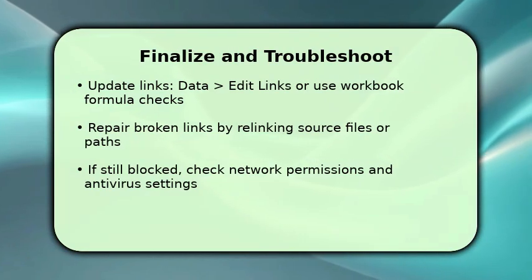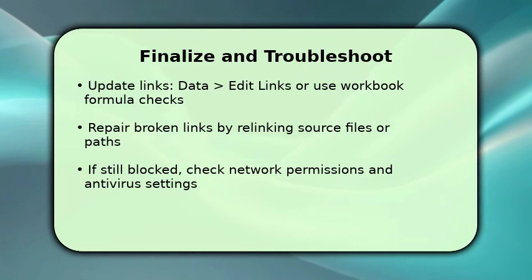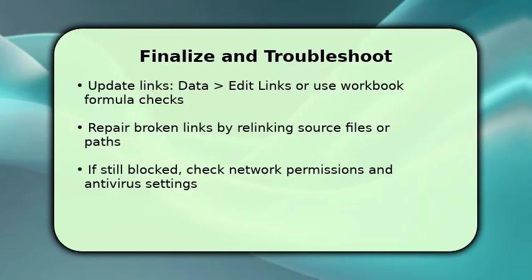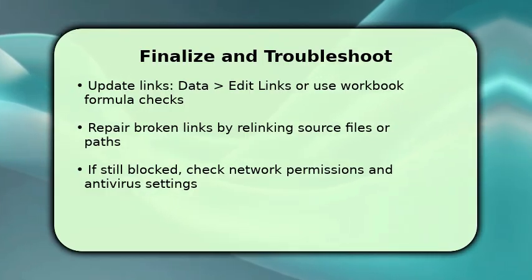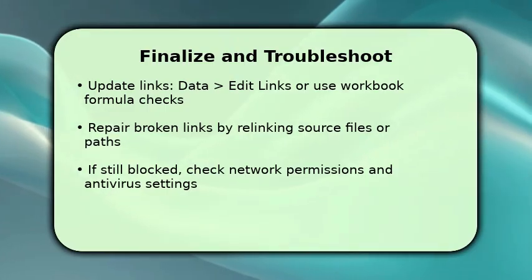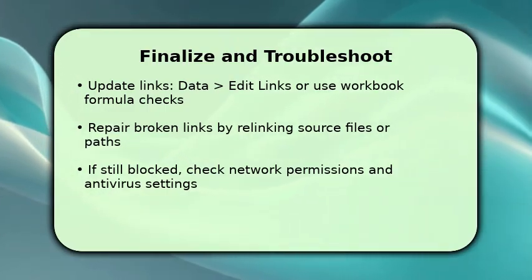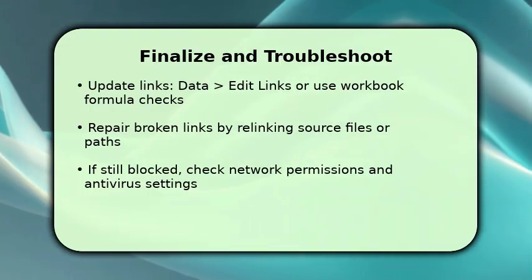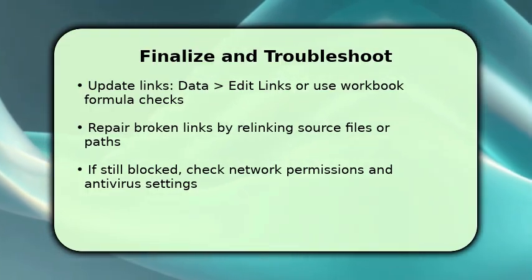Finally, you update and verify links. Use Data, Edit Links to refresh, change source, or break links. This completes the enablement. If links remain broken, relink to the correct file path or use find/replace to fix changed paths. Make sure the source workbooks are accessible and not blocked by network permissions or antivirus. These often stop link access.